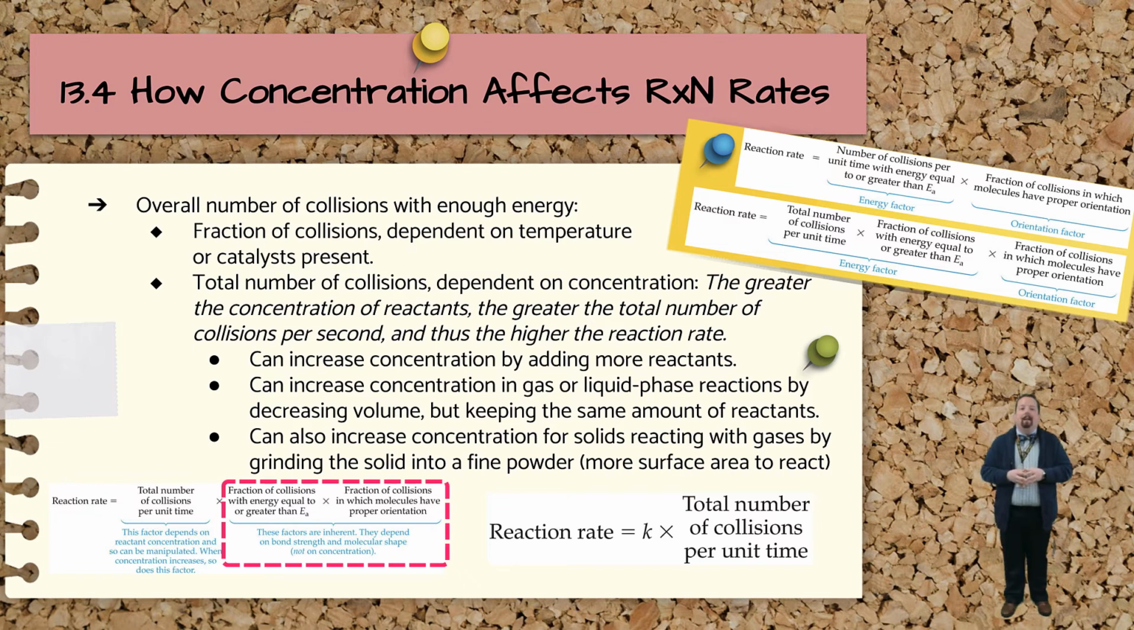time. Since our inherent factors don't change unless we change the temperature or add a catalyst, we're going to lump them together and call them K, the rate constant. This gives us our first glimpse into what a rate law looks like. The reaction rate is equal to the rate constant times the total number of collisions per unit time.